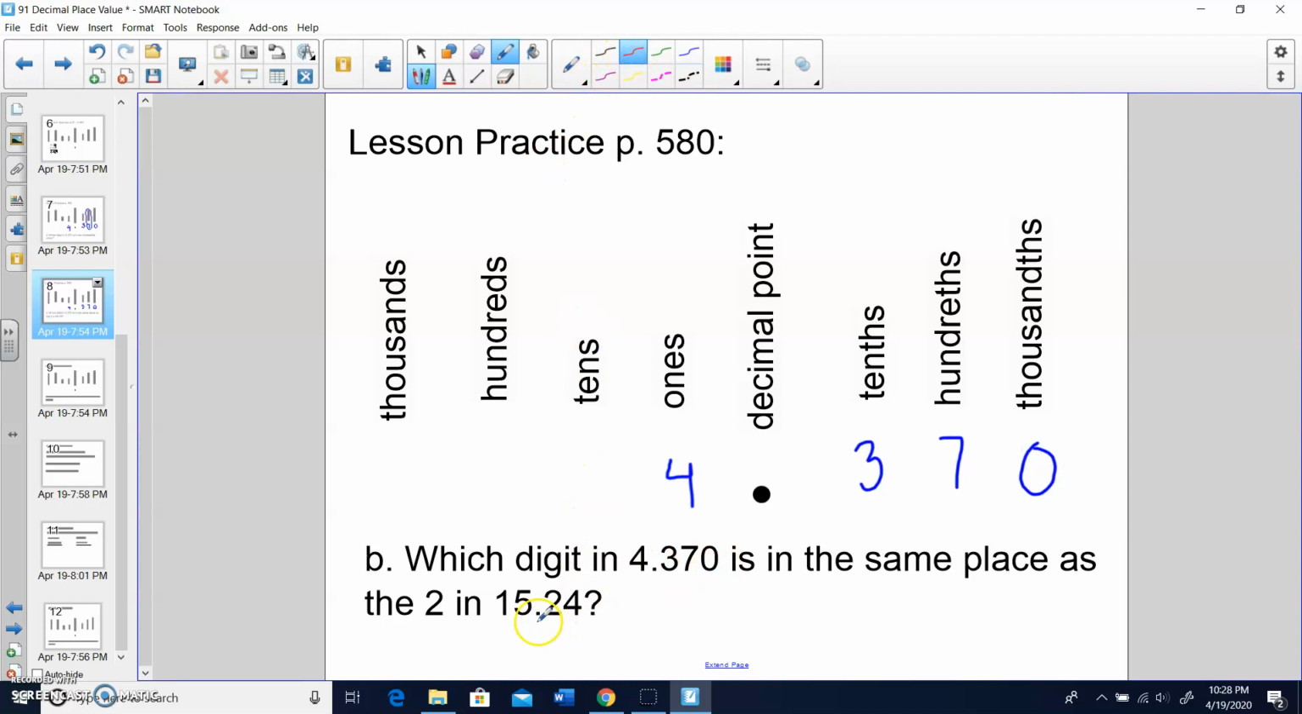Now I'm going to use a different color and put in 15 and 24 hundredths. But now I have my 1 in my tens place instead of starting in 1. So 1, 5, decimal point, 2, and 4. Which digit's in the same place as the 2? Okay, well, my 2 is here. Which digit's in the same place as it? The 3. So my answer to B would be 3.